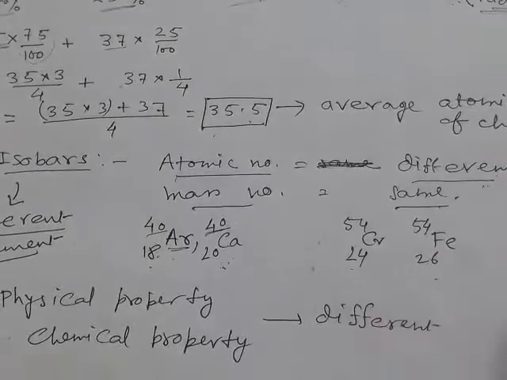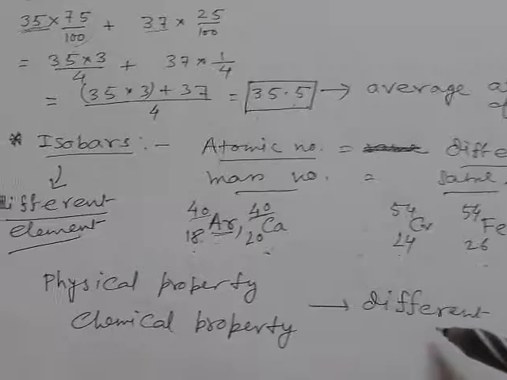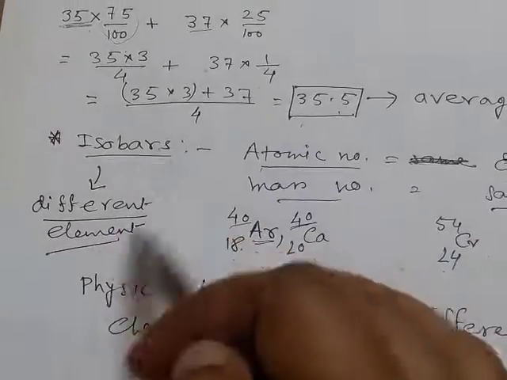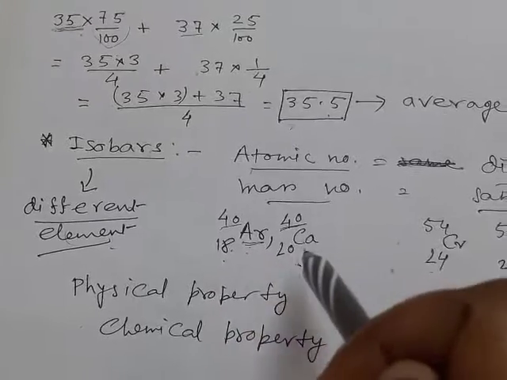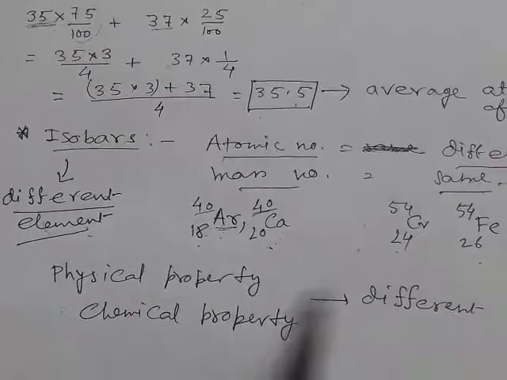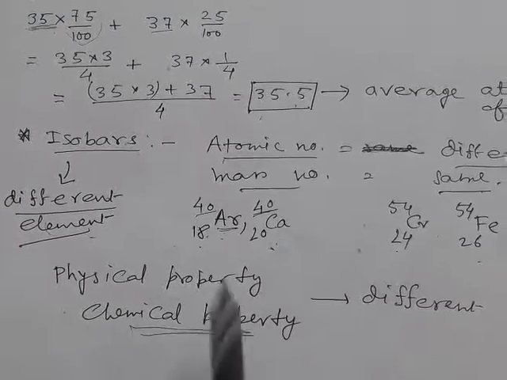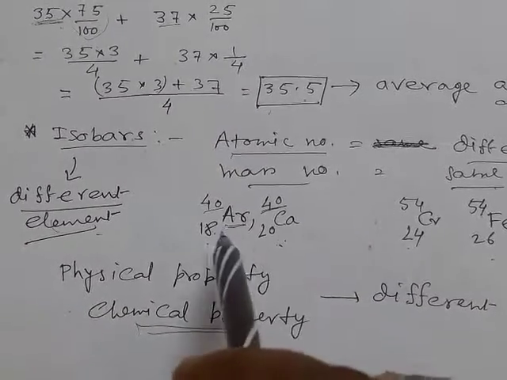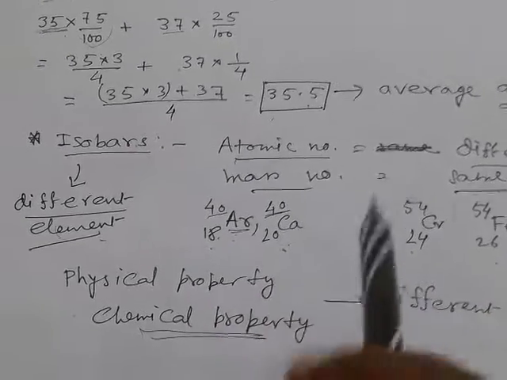So isobars have different physical properties as they are of different elements. Here argon and calcium are two different elements, so they have different physical properties as well as different chemical properties, because they have different numbers of protons and different numbers of electrons.